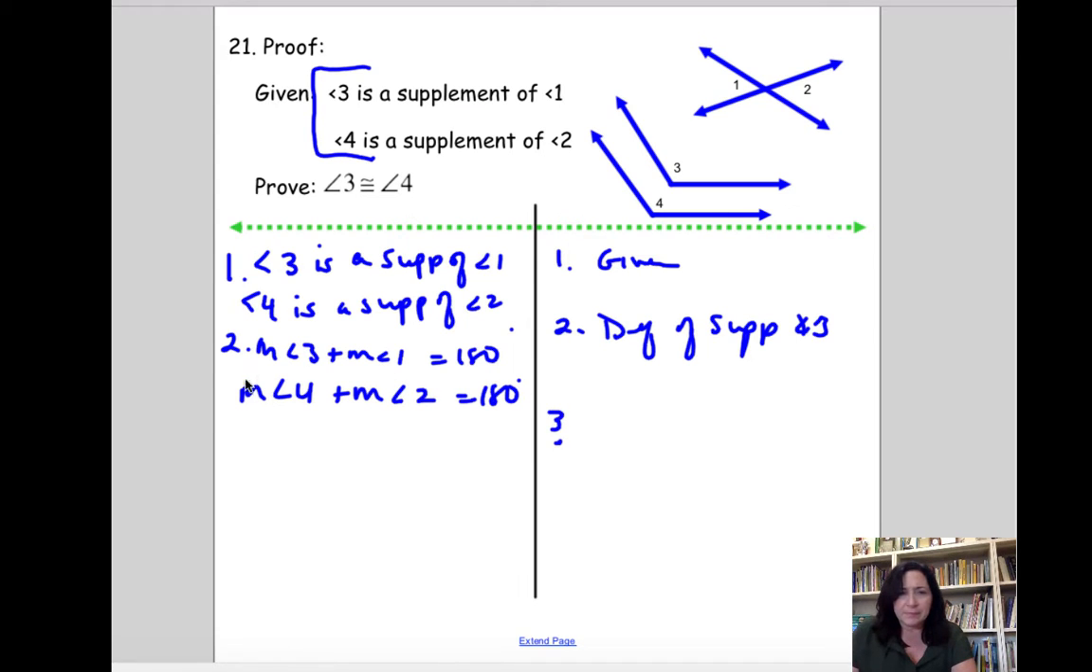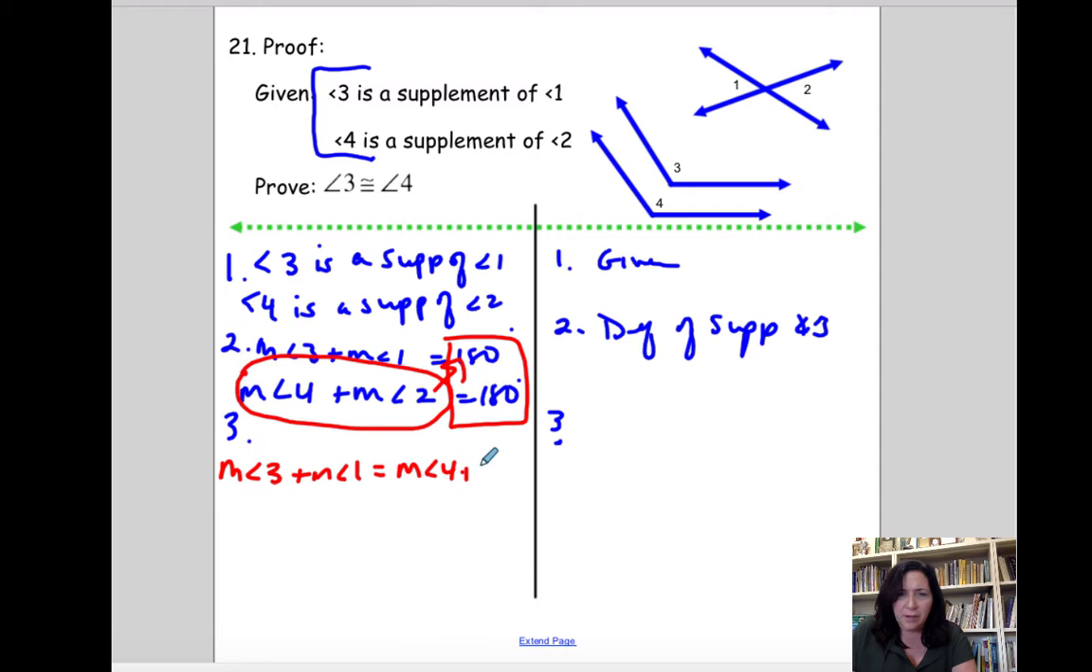Number 3, I know that 180 degrees is equal to itself. So I'm going to substitute this statement right here in here because I know they're both equal to each other, so that's substitution. So it's going to be the measure of angle 3 plus the measure of angle 1 is equal to the measure of angle 4 plus the measure of angle 2. And this is substitution, property of equality.